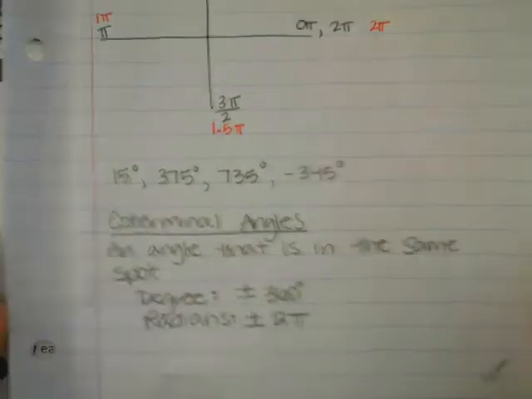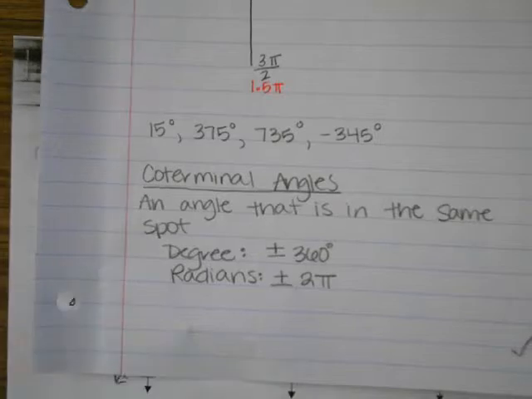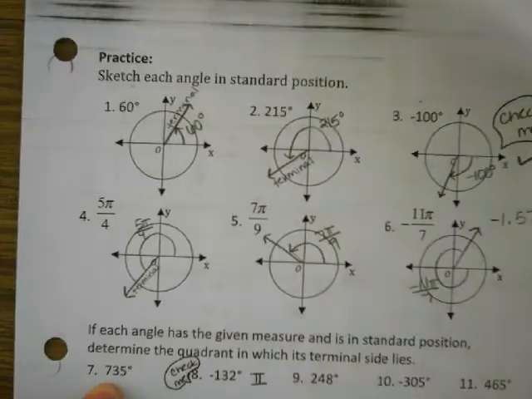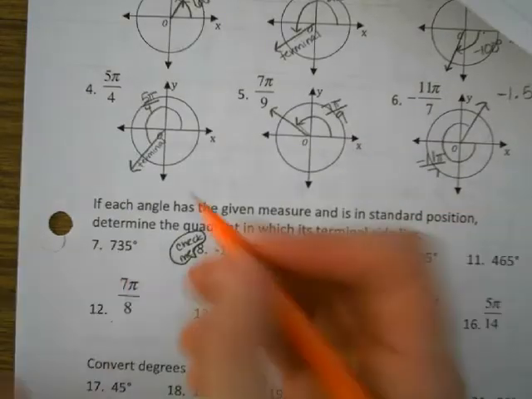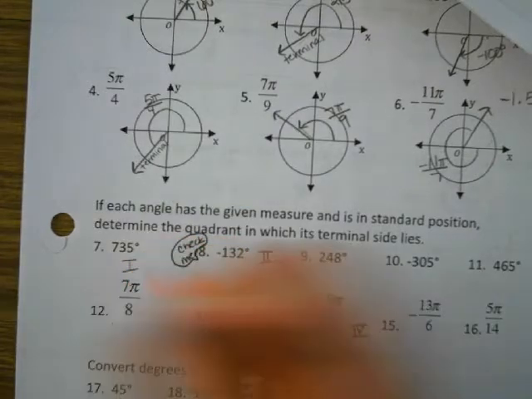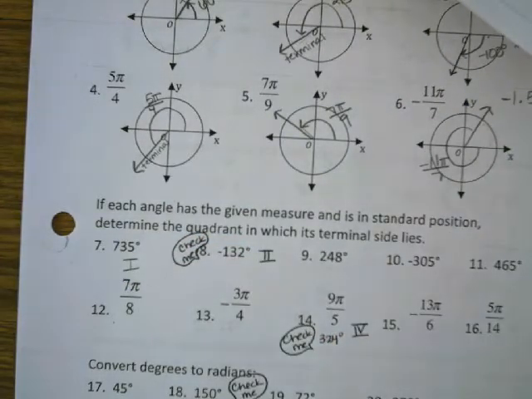Okay, so now if we look at number 7, which quadrant was 735 in? First quadrant. Okay. All right, now they say that -132 should be in the second quadrant. I want you guys to look, draw a sketch if you need to, see if you agree or disagree. We're looking at number 8, the check me problem. They think it's in quadrant 2. We just want to see if we agree or disagree.